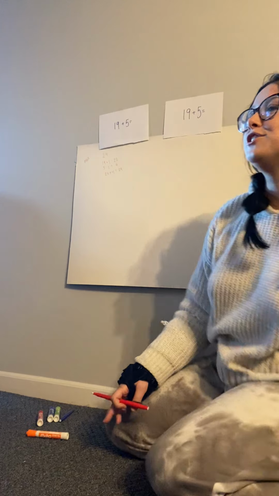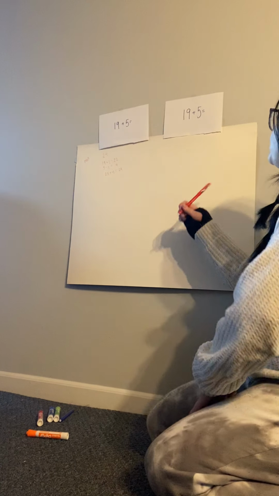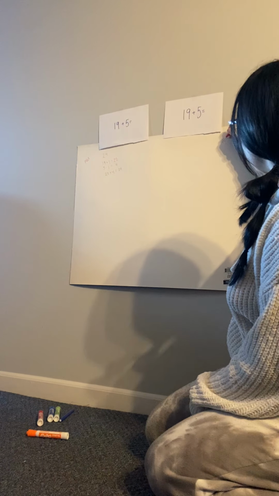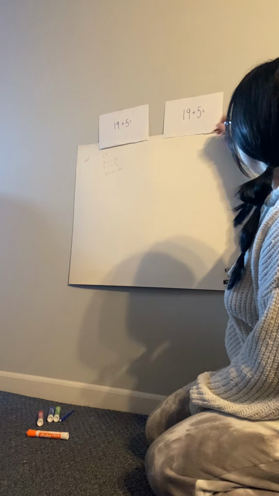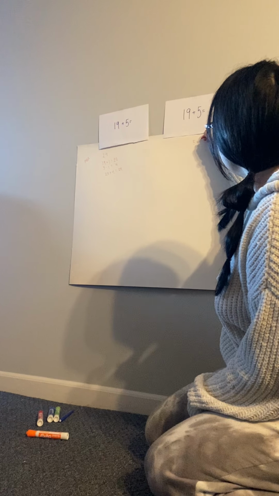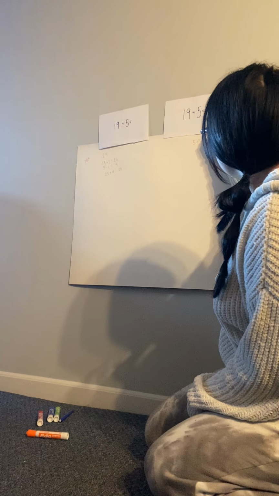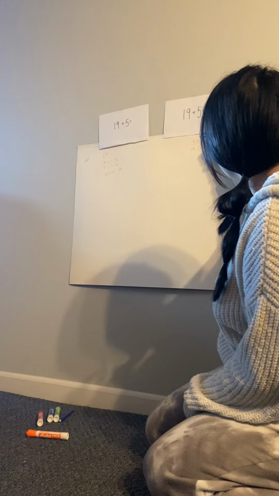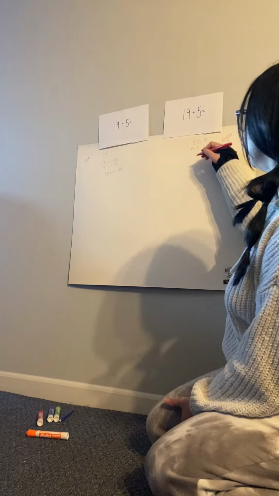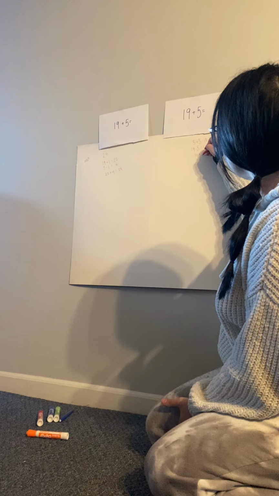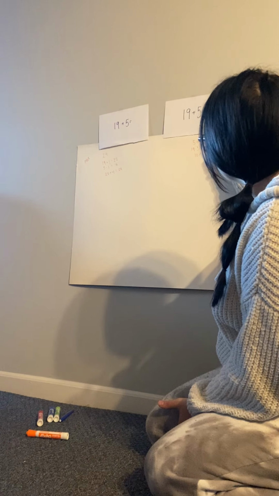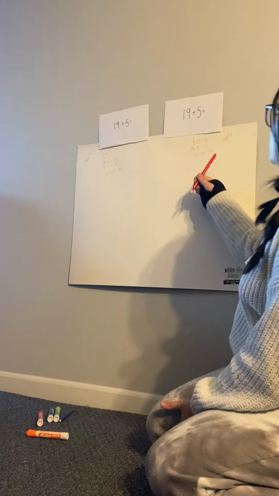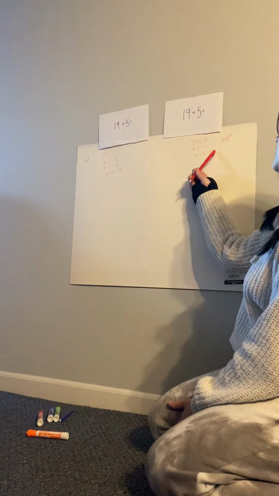Alyssa, how did you solve this? I did 5 plus 5 equals 10. And then 19 minus 5 equals 14. Okay. And then 10 plus 14 is 24. Okay. So it looks like you and Allie got the same answer.